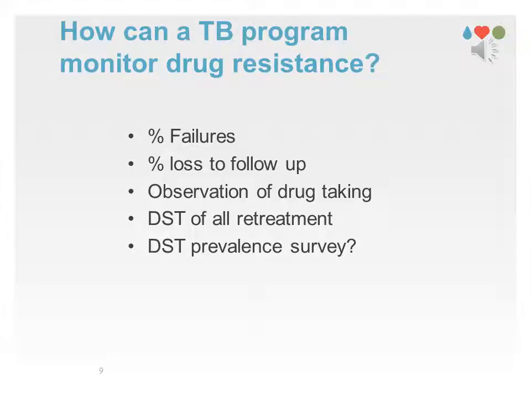If the proportion of patients lost to follow-up is high, you know that the program has big challenges in completing the treatment, and this may be associated with drug resistance. If the tuberculosis program is not ensuring drug taking by direct observation, there is a much higher risk of drug resistance. A tuberculosis program need not test resistance of all patients detected, but should do drug susceptibility testing of all retreatment cases. A tuberculosis program should also consider regular national surveys of drug resistance.